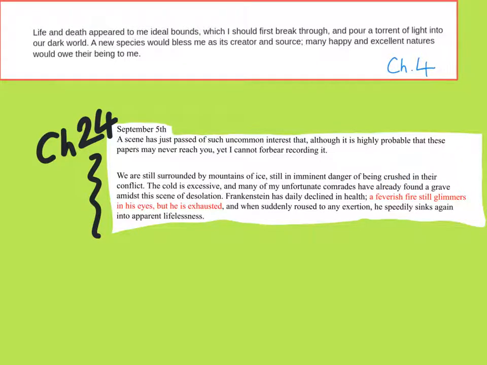The cold is excessive, and many of my unfortunate comrades have already found a grave amidst this scene of desolation. Frankenstein has daily declined in health. A feverish fire still glimmers in his eyes, but he is exhausted. So we're going to see a quote in a minute where Victor gives a rousing speech to the crew of the ship. He sort of berates them, really, for not having this sort of manly fortitude to continue pioneering when faced with dangers. I'll show you that quote in a moment. But it's sort of ebbing out now, or ebbing away, beg your pardon.